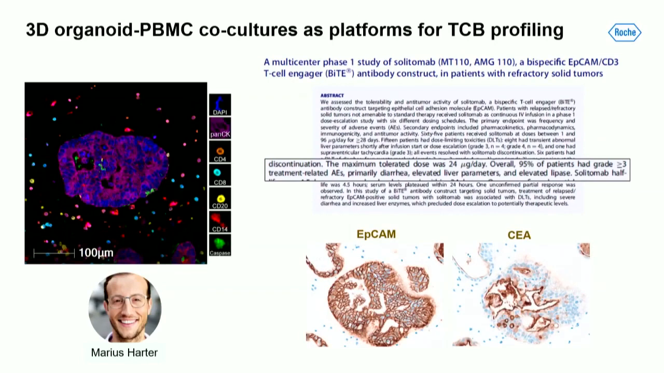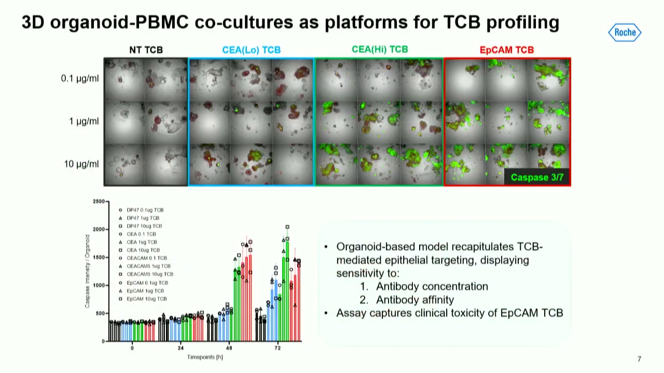So Marius stained for EpCAM and CEA in the colon organoids, and he found that they were expressed, and the patterns again pretty much matched what we see in the native epithelium. Then he took the co-cultures and treated them with the CEA-targeting TCBs and the EpCAM TCB, and indeed he saw massive and robust induction of apoptosis, as you can see here in the images shown in green and also in the quantification. The quantification is pretty busy, but let's just focus on the 72-hour time point. The different TCBs are shown in different colors.